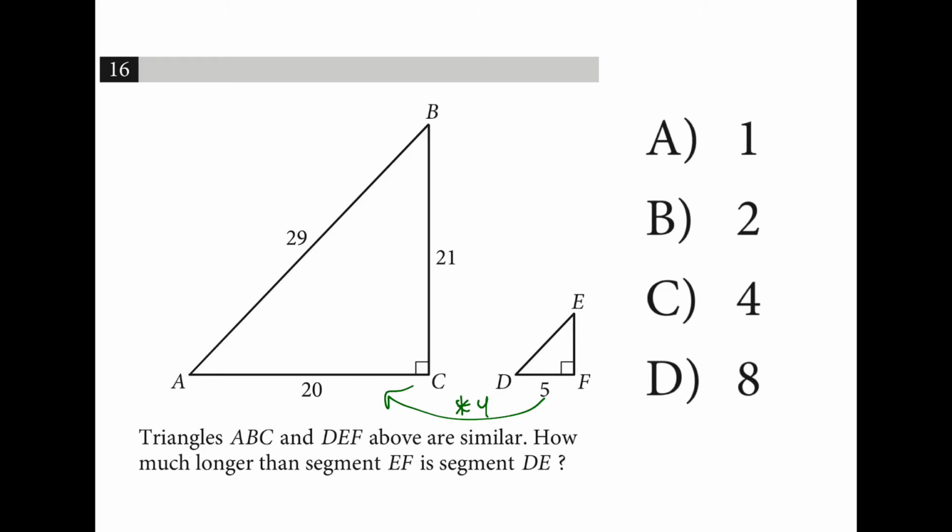So let's divide both of those by 4. This is 29 fourths and 21 fourths. So what's the difference? 8 fourths, which is just 2.